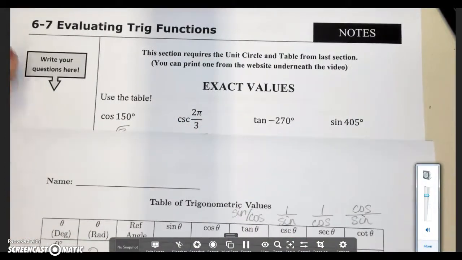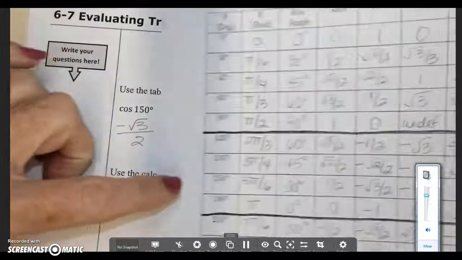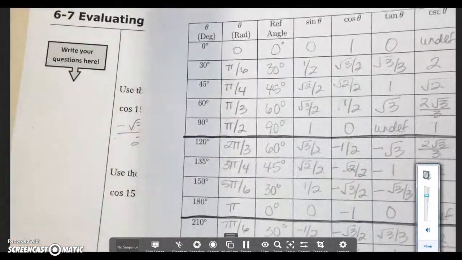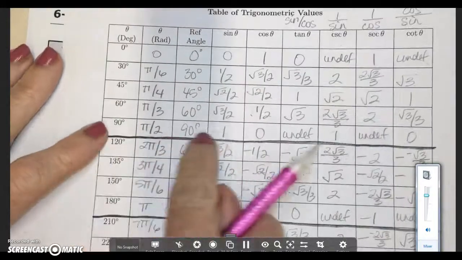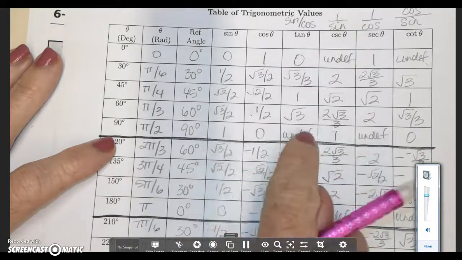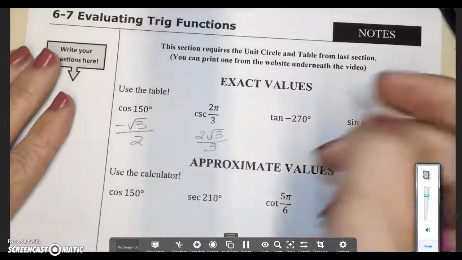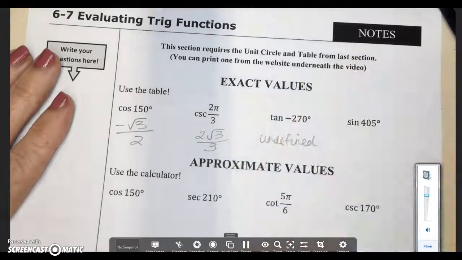Okay. Tangent of negative 270. Well, I certainly don't have any negative measurements on this chart, but I know that if I start at 360 and I subtract 270 because I'm now going clockwise, I will end up at 90 degrees. So I now need to look for the tangent at 90, which is going to be 1 divided by 0, which is undefined. So that value is undefined. This is just helping you learn how to read that chart.